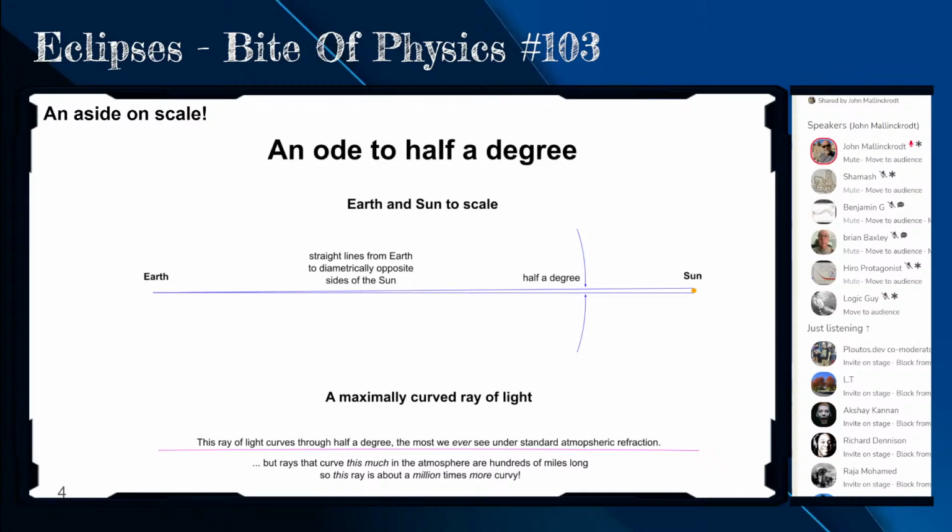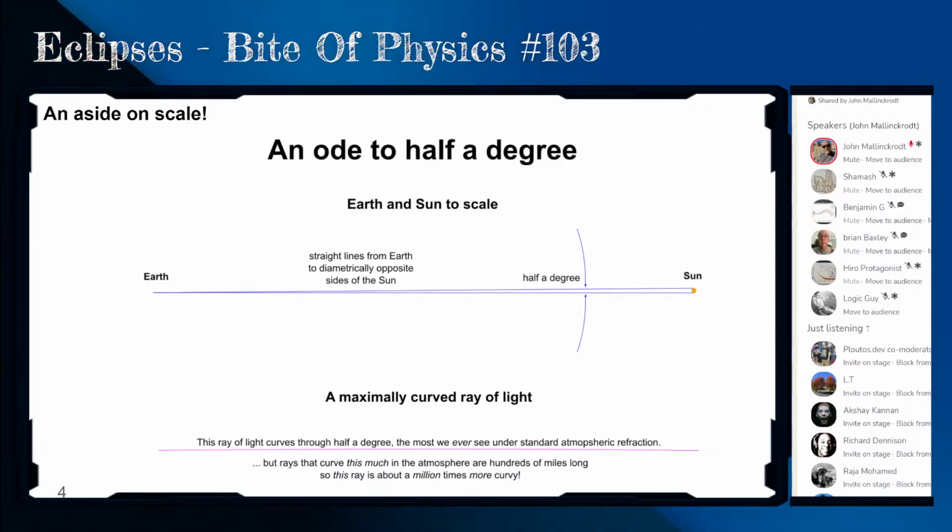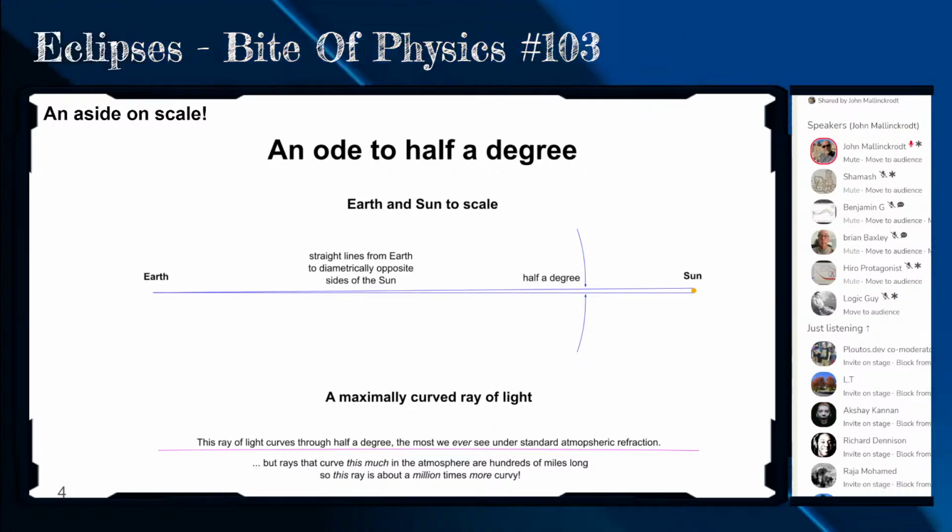Half a degree is really a nice angle. Something 100 times further away than it is wide is half a degree, and that's what the sun is, and that's what the moon is from the Earth. So all those things are nice.